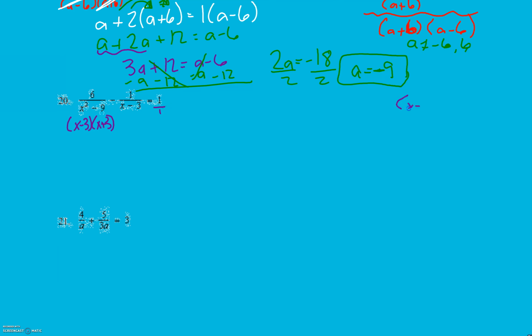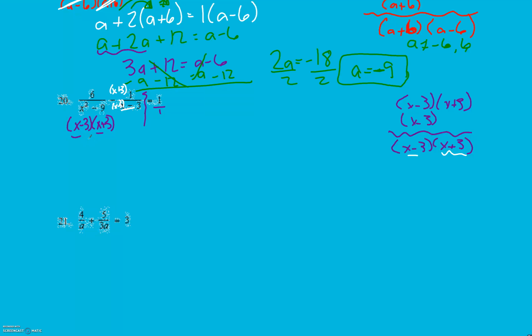So right now I have an x minus 3 times x plus 3. I have an x minus 3, and I just have a 1. So my common denominator is going to be x minus 3, x plus 3. On my left side, that's all I'm worrying about right now. I already have the x minus 3, x plus 3 in my first, but in my second, I just have the x minus 3. I'm missing the x plus 3. So I have to go ahead and multiply top and bottom by x plus 3.